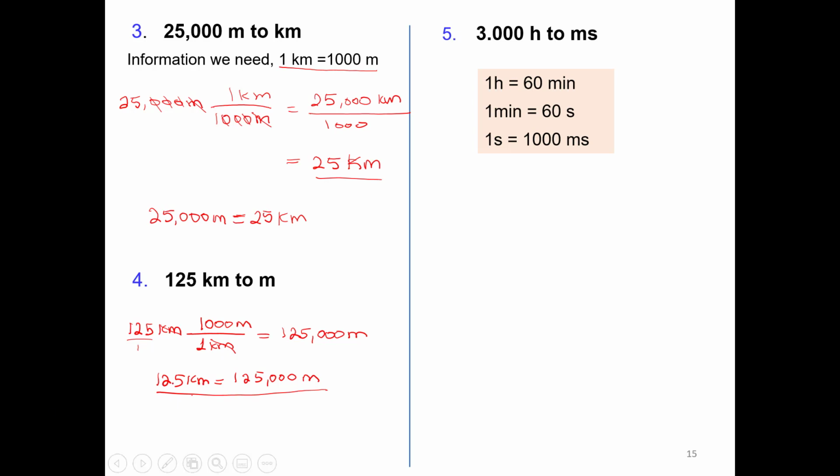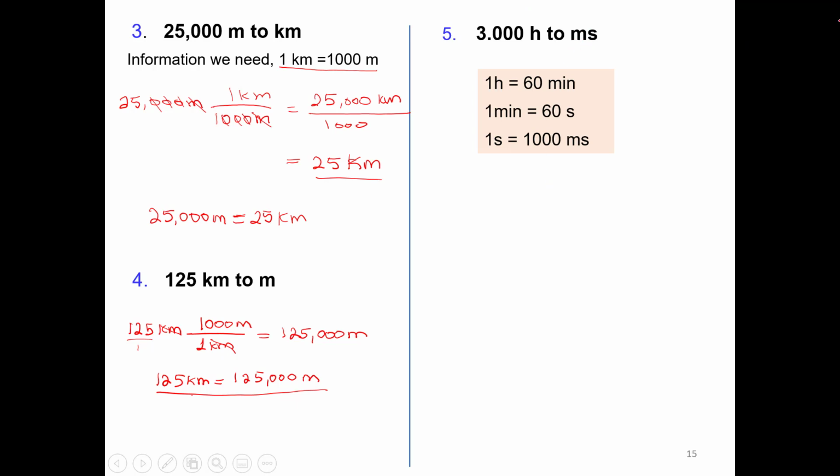And again, here we had 1, 2, 3 significant digits. Let me write here. Yes, like that. Now let's solve the last problem. We had 3.000 hours to milliseconds.